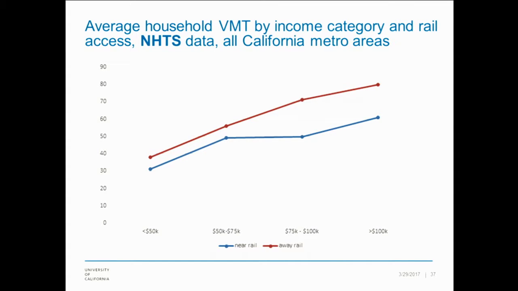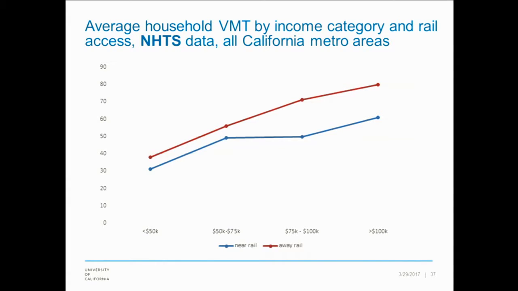So on our next slide, what you see here is average household VMT by income category and rail access for the NHTS data, for the first of the two data sets. And this is for all California metropolitan areas. And what I want you to notice here is the red line. Let me explain what this is first. The red line is all households who live not near a rail station, outside of a half-mile radius of a rail station. And this is a bit more, as I said before, spatially specific than the map you saw earlier because it is, for NHTS, block group level rather than census tract. So there's a smaller percentage of total area that's really near a rail station.